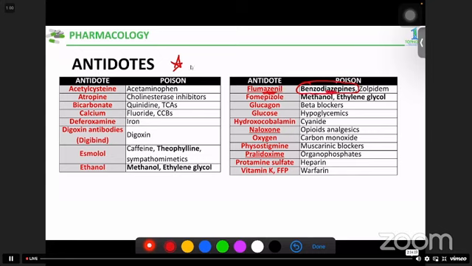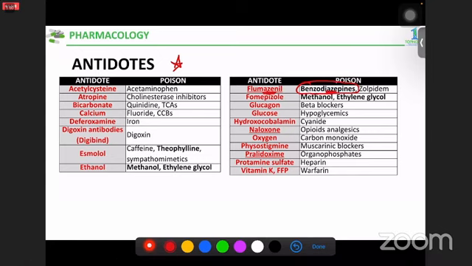Benzodiazepine, flumazenil. Again, omeprazole na discuss natin, alcohol dehydrogenase inhibitor. So alcohol toxicity: methanol, ethylene glycol, and ethanol. The naloxone, again, is an opioid antagonist, so opioid poisoning. Pyridoxine, again, for your organophosphate toxicity.